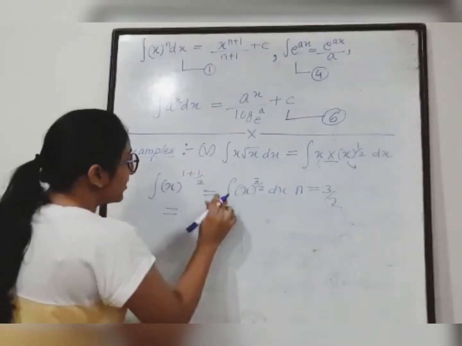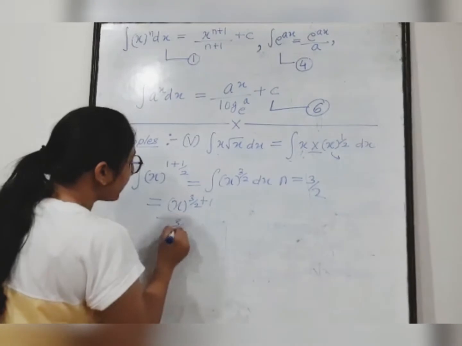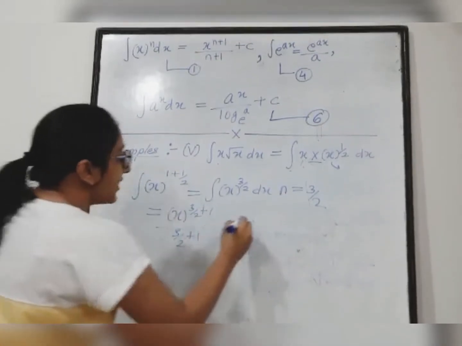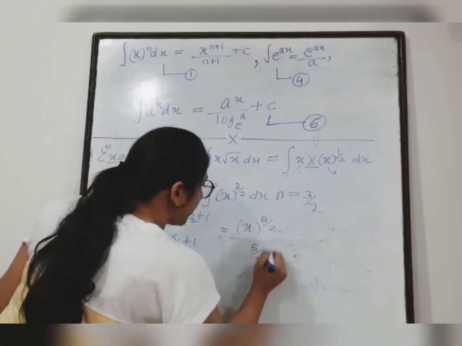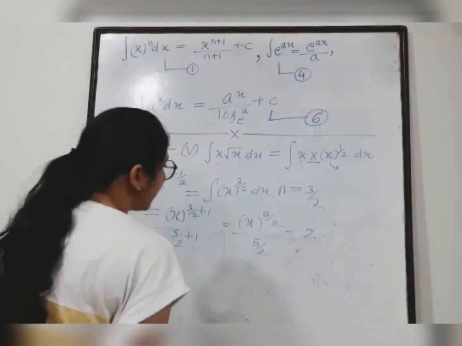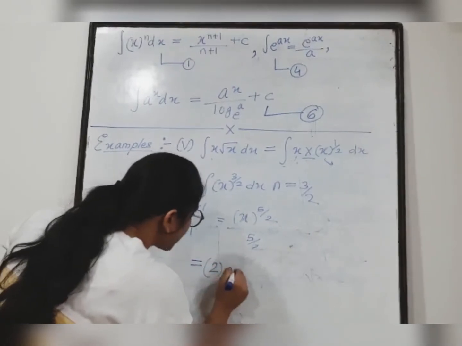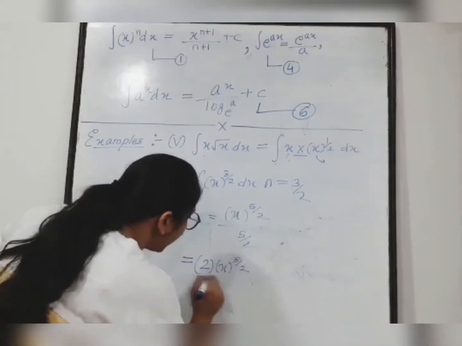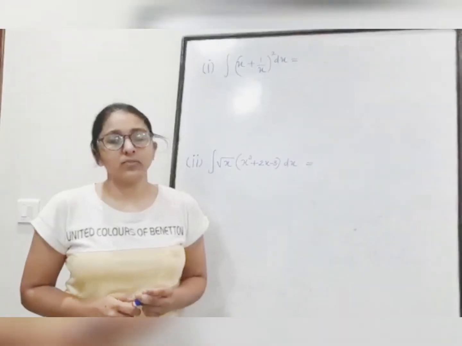So this answer will be x to the power of 3 by 2 plus 1 divided by 3 by 2 plus 1. That is x to the power of 5 by 2 divided by 5 by 2. That is 2 into x to the power of 5 by 2 divided by 5 plus c. Now let's solve some more examples.